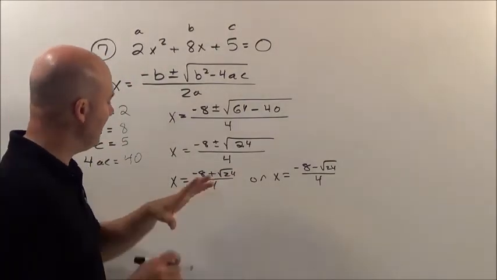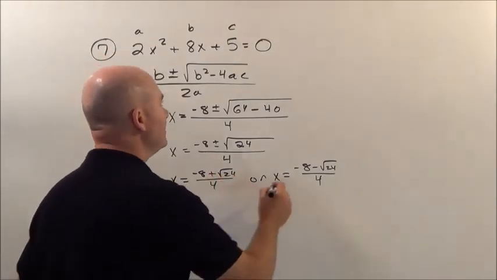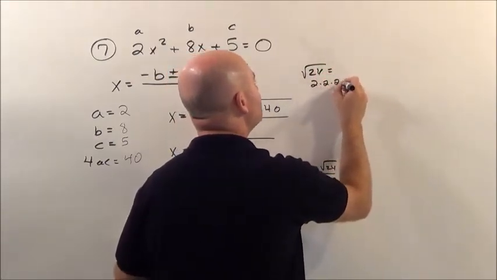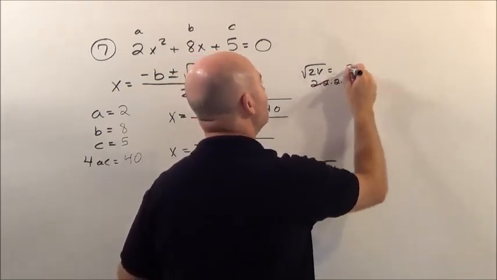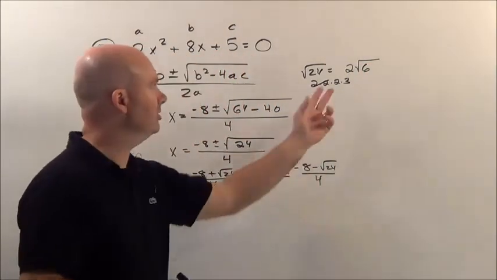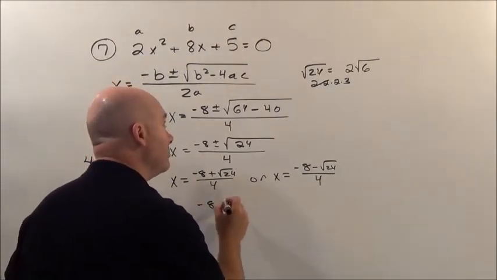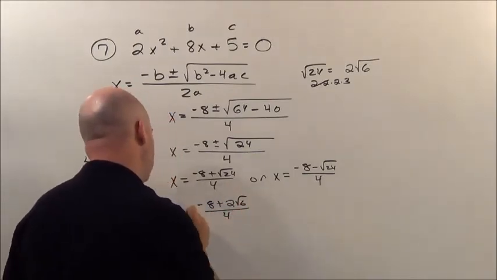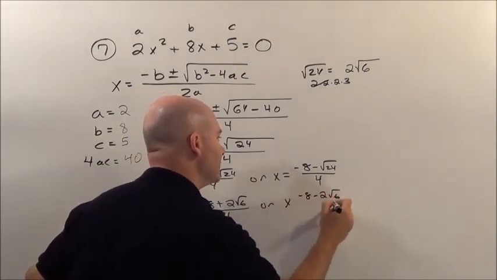Now, we can break this down. If we wanted to be real pretty on an SAT or something where maybe they don't have it as a decimal, notice that the square root of 24 is simply 2 times 2 times 2 times 3, because that's 8. 8 times 3, 24. So you can bring a 2 out, so you're going to get 2 root 6. We've done that before. That shouldn't be new to you. So we could simplify these answers a little prettier to negative 8 plus 2 root 6 all over 4, or x is negative 8 minus 2 root 6 all over 4.